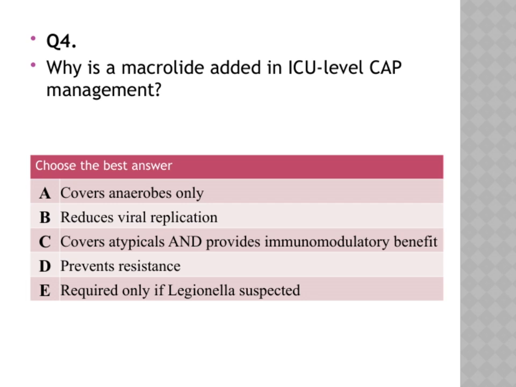Option D mentions preventing resistance, but adding a macrolide isn't primarily about resistance prevention. And E states it's only required if Legionella is suspected, but in ICU settings, we often add it empirically because of the broad coverage it provides. So overall, the key point is that adding a macrolide helps us target atypicals and modulate the immune response, both crucial in managing severe CAP effectively.